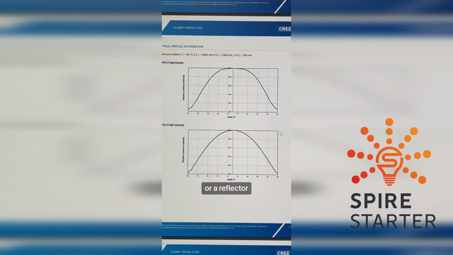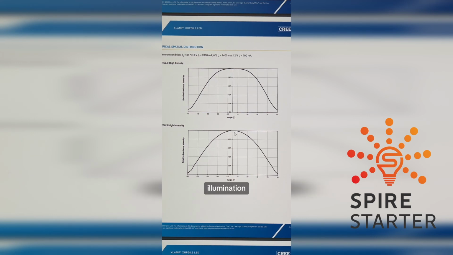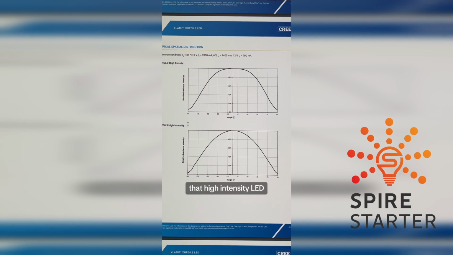So if you have a lens or a reflector that you designed around this high intensity one, because you want a really tight beam or really powerful 0, 1, 2, 3 degrees coming out of your illumination, and you try to play a fast one and switch out that high intensity LED for this high density one, people are gonna know. The beam most likely will not be as tight. It won't be as narrow of a beam distribution, and you probably won't get as high intensity coming out of that center. So don't do it.